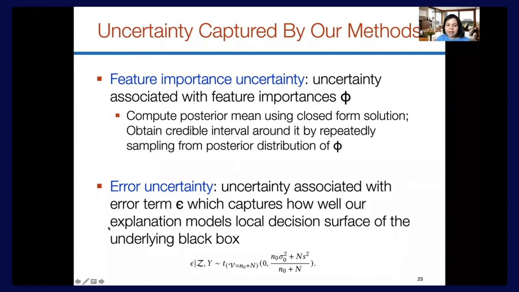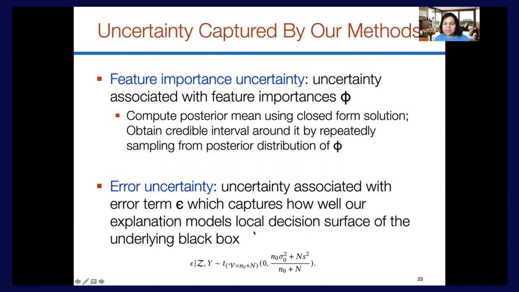So this is in some sense a proxy for the explanation quality itself, right? We have to measure the probability of that error term epsilon tending to zero, and that will tell us the probability that our local linear explanation is a perfect fit for the underlying decision surface, okay? And again we can get a marginal distribution on epsilon, and then use this to estimate the probability of epsilon being zero and get that value, right?